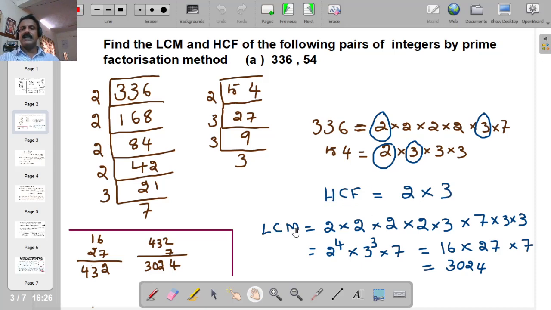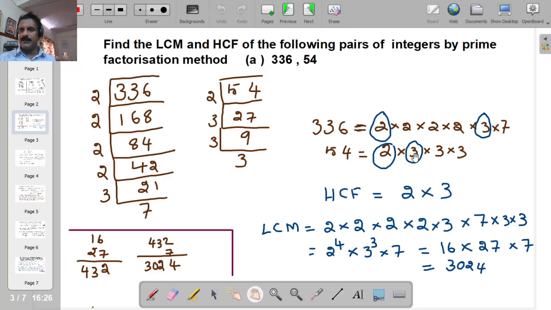Now we will be finding the LCM. The LCM of these two numbers is obtained by multiplying all the factors of 336 with the non-common prime factors that occurred in 54. So I have encircled the common prime factors.